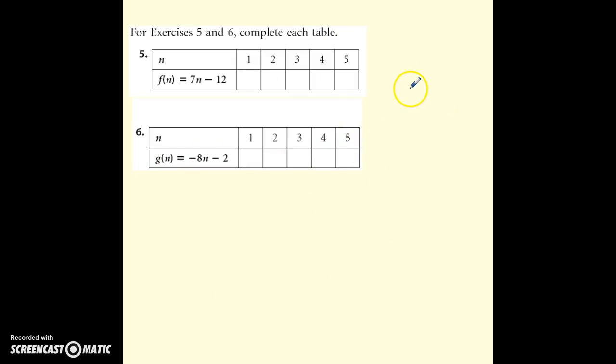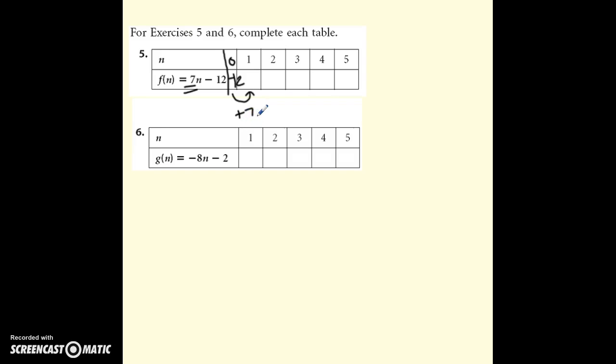Alright, for these exercises we're going to complete each table. Remember the change, the difference, the slope would be next to the n. The 0 term would be the other value. So I'm going to just add in a 0 column, and negative 12 would go here. So then I'm going to use my change, my difference, and it's a positive 7. So I need to add 7 to negative 12.